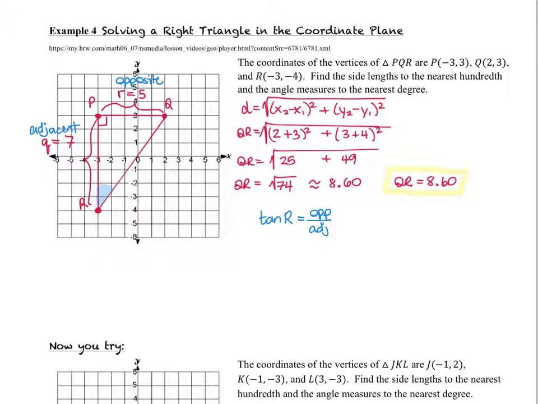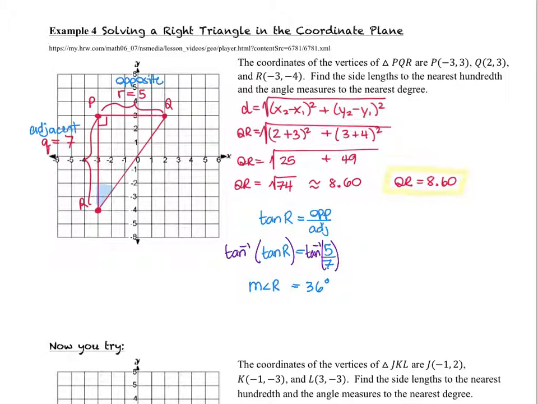So if the tangent of r is equal to the opposite over the adjacent, which is 5/7, then when we take the inverse tangent of both sides, on the left-hand side we're just going to have the measure of angle r, and on the right-hand side, we're going to do some calculator work to come up with 36 degrees when rounded to the nearest degree.